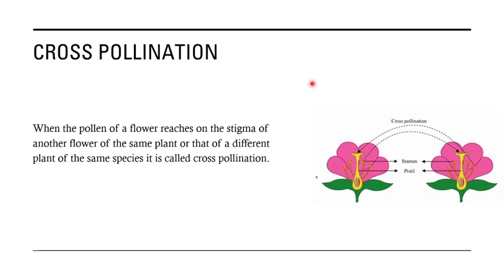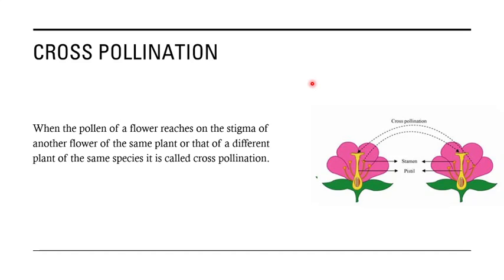The second one is cross-pollination. What is cross-pollination? When the pollen grains of a flower reach the stigma of another flower of the same plant, or of a different plant of the same species, it is called cross-pollination.